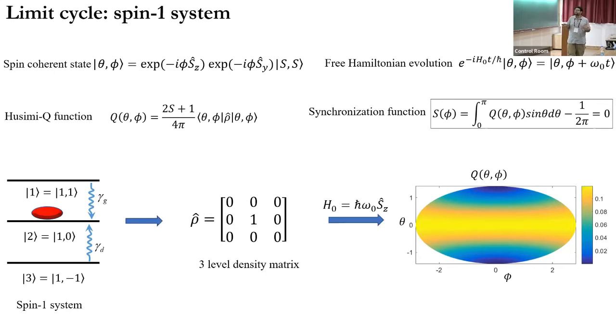There is also an S function, which quantifies the amount of synchronization taking place in the spin one system. This function is basically an integration in the theta direction, so it captures any localization in the phi direction. In the case of a limit cycle, you see there is no localization, so S phi is 0. S phi of 0 means there is no synchronization, and any non-zero value of S phi will tell you that there is synchronization present in the spin one system.